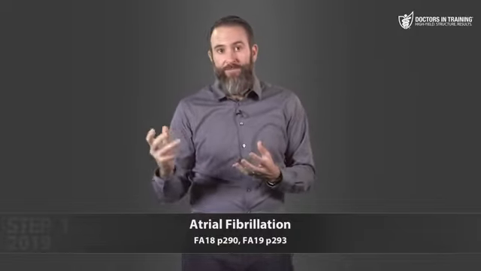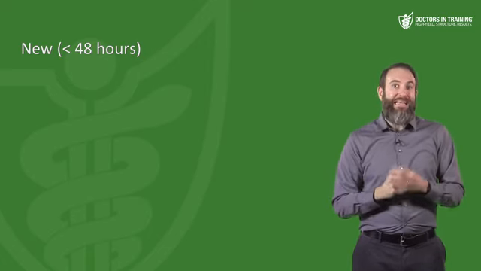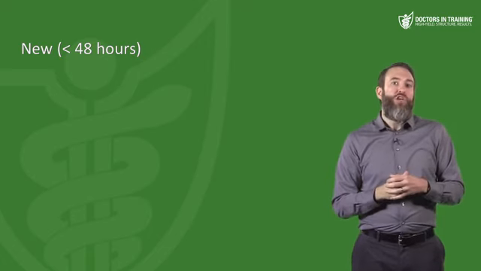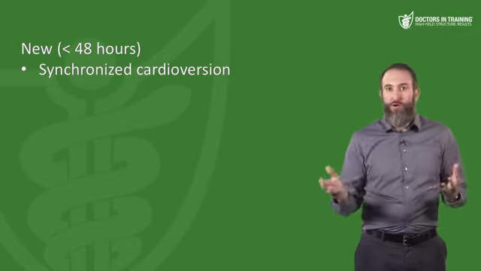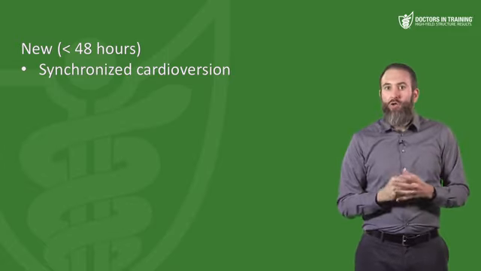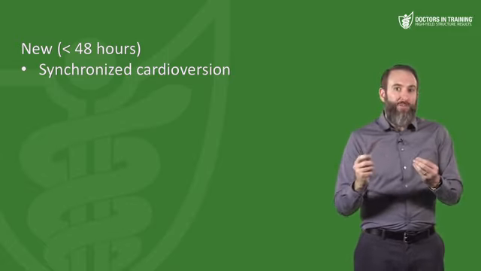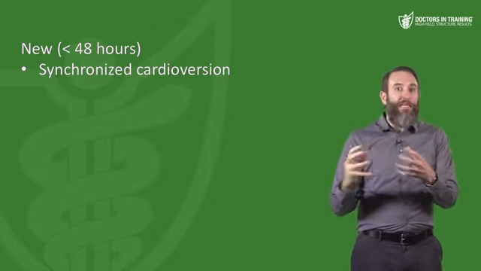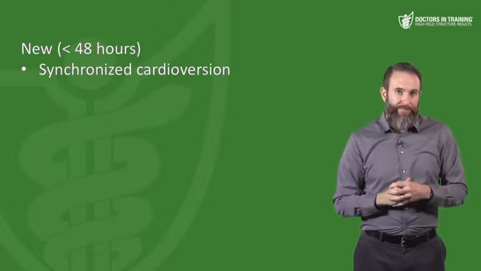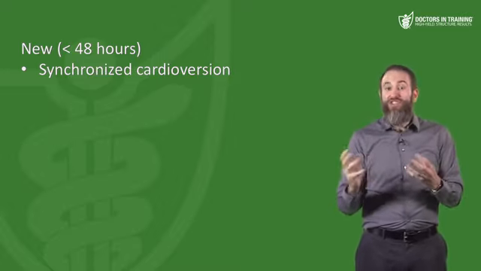Well, first you need to know if this is new or if it's chronic AFib. If the atrial fibrillation is less than 48 hours old, you can do a synchronized cardioversion. You synchronize the cardioversion with the QRS complex so that you are basically resetting the normal rhythm of the heart. Now again, you can do this only if this is new AFib.